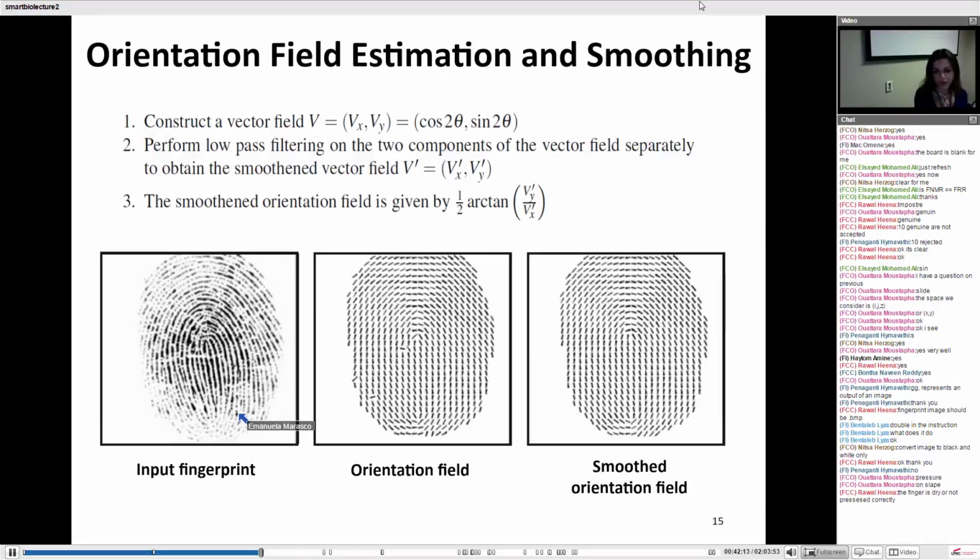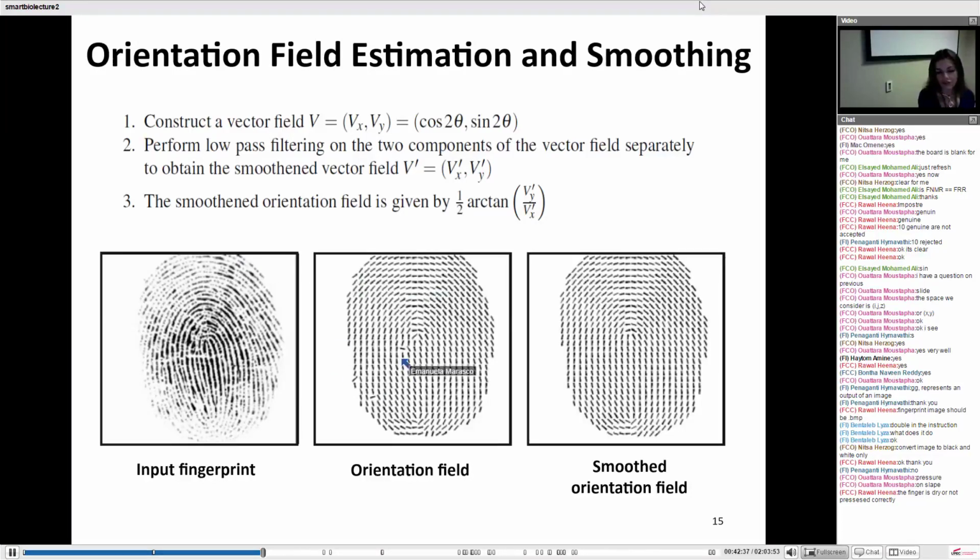Pressure is a good answer, or very good. So the finger is dry or not pressed correctly. So very, very good. So thank you. So for example, the finger is dry and then there is no contact over the ridges completely and the sensor surface.